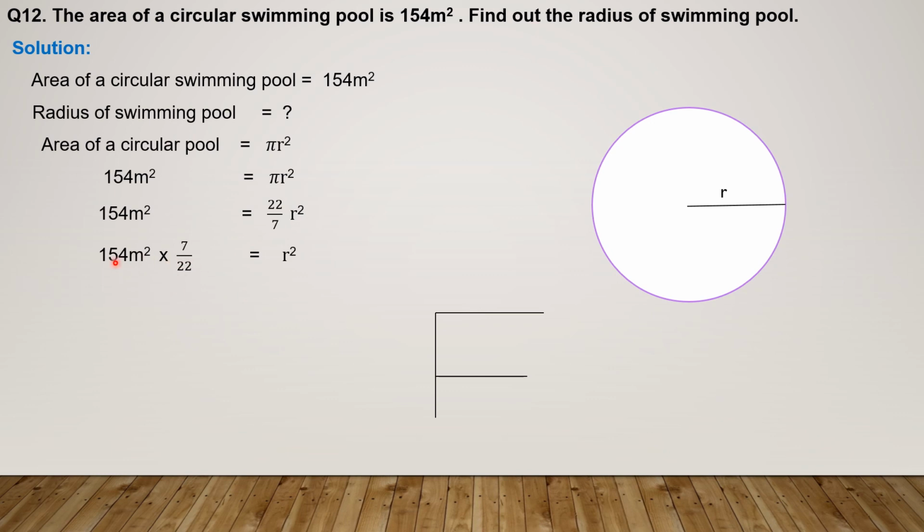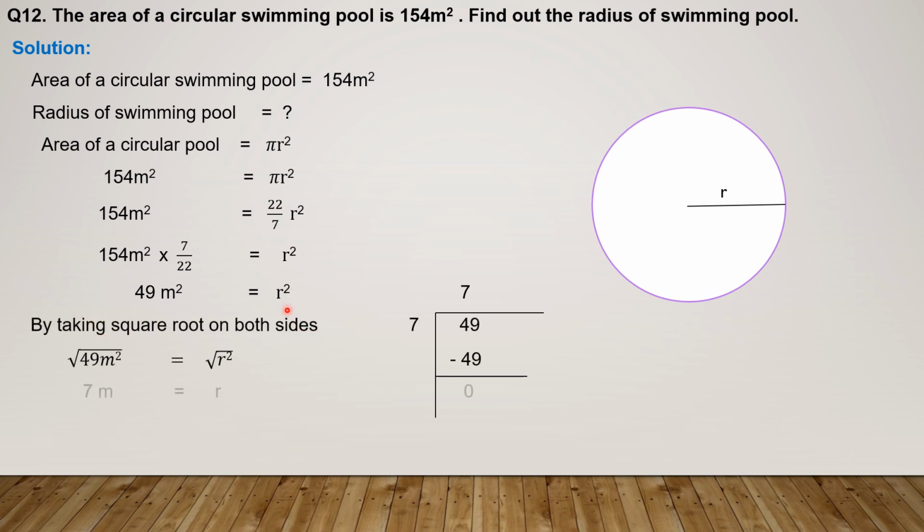Now students, simply solve it. Multiply 154 with 7 and divide by 22. We will get 49 meter square and here we have r square. Now since we need the value of r only, simply take the square root on both sides. By taking the square root on both sides, what will happen? The square will cancel out with the square root and we will get r. 49 meter square, take the square root of 49. 7 sevens are 49, so 7 is the answer, and meter square will be cancelled out with the square root and we will get m. Hence r is equal to 7 meter, and r stands for radius.